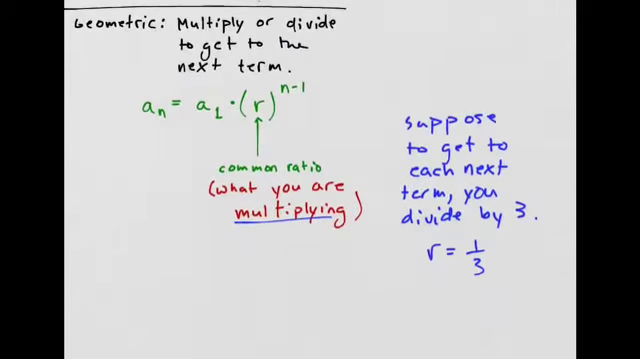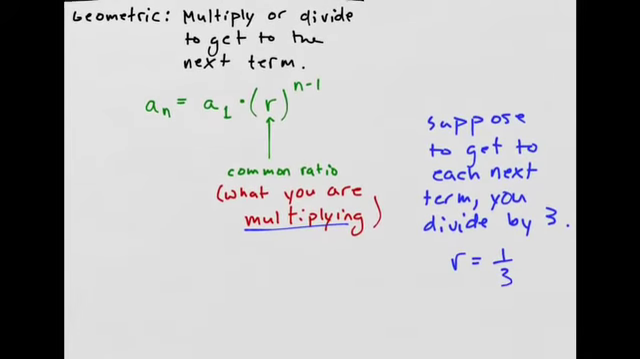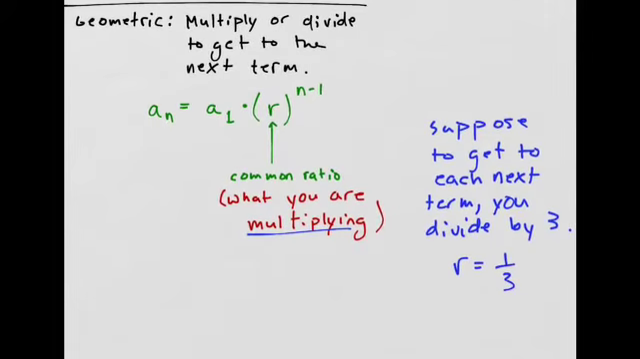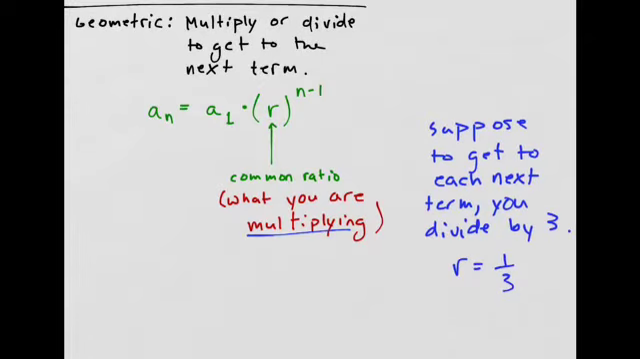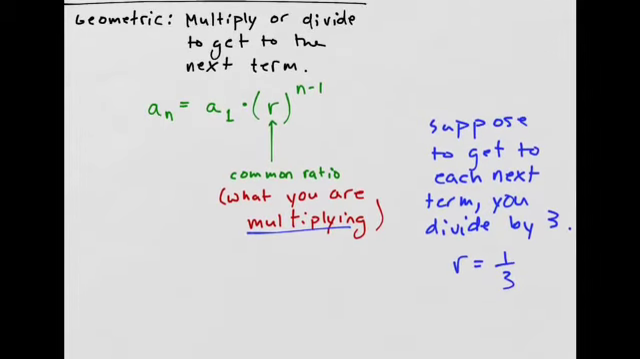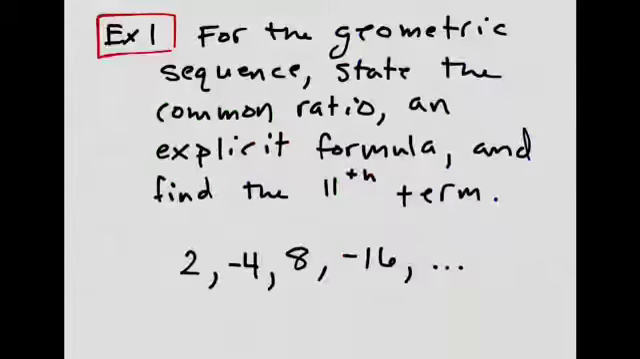Just like when we have the common difference, if we're subtracting something, then the common difference is negative, like when instead of subtracting, we're adding a negative. Well, instead of dividing, we're multiplying by 1 over whatever we're dividing by. Yeah? All right, let's do an example.